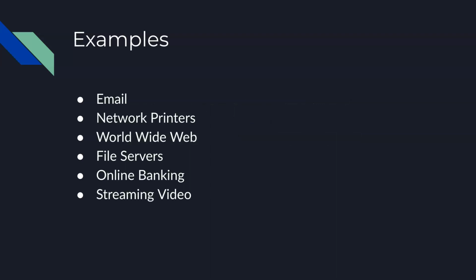So what kind of examples can we talk about here? What are things that happen and use the client-server architecture? Well, email services are client-server. Networked printers, we mentioned those earlier. The World Wide Web is the ultimate example of client-server architecture. Any file server you access remotely with FTP or anything like that, that's client-server. Your online banking, if you use a banking app or you log in on your computer, that's client-server. And our personal favorite, using Netflix, any kind of streaming video service is a client-server architecture.